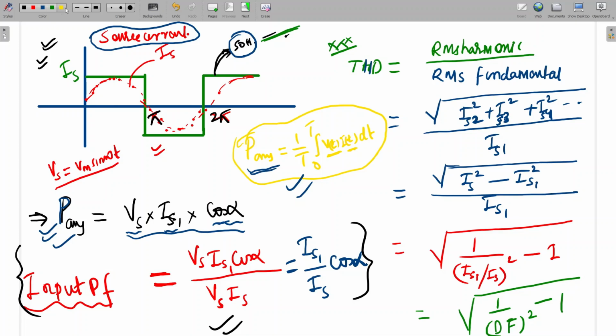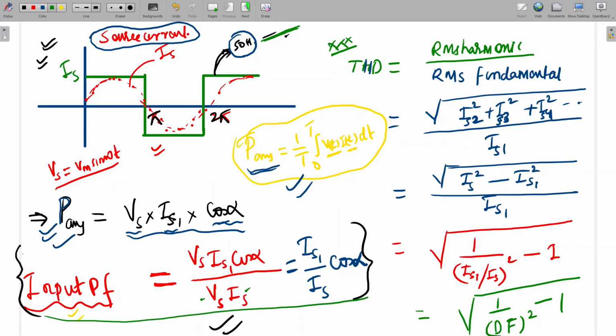So how is the input power factor defined for a rectifier? Power factor is normally cos phi. If we draw the power triangle with P, Q, S, then as in a normal RLC circuit, cos phi is equal to P by S, where S is the apparent power, V into I. Here, the apparent power we select as Vs RMS into Is RMS, and the real power will be Vs Is1 cos alpha. So the input power factor formula will be Is1 upon Is into cos alpha. This formula we have to memorize.